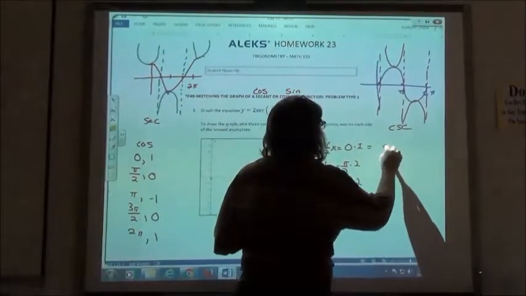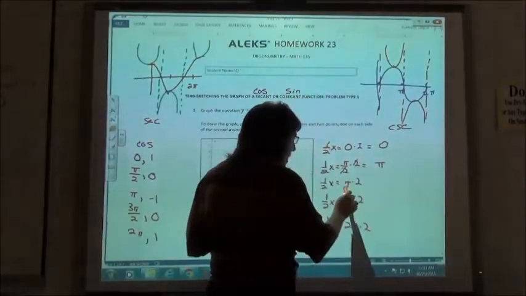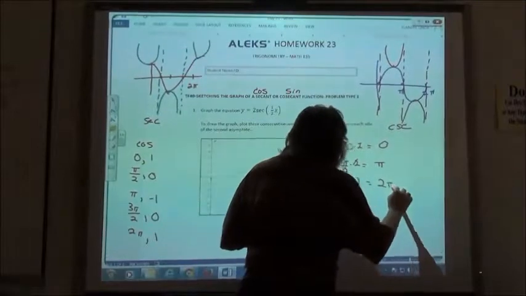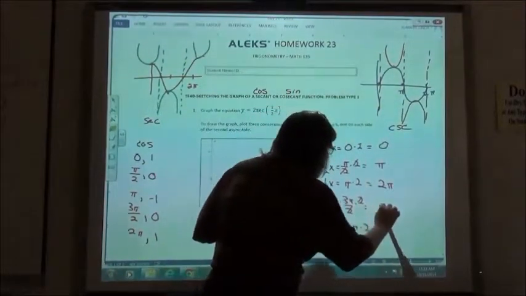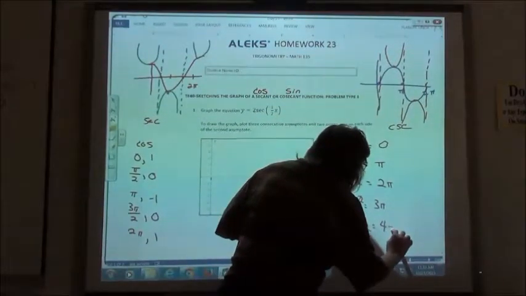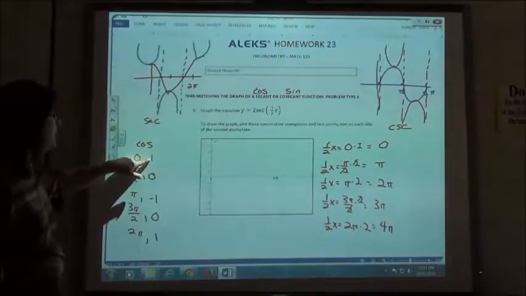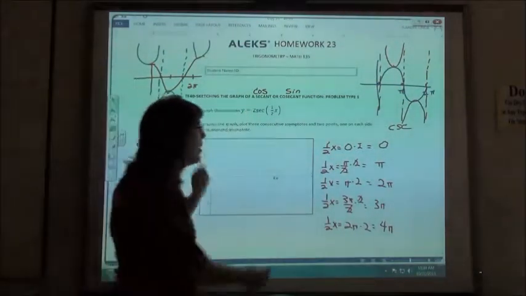So 0 times 2 is 0. Here 2's would cancel out, I get pi. Here I'm going to get 2 pi. Here my 2's cancel out, I get 3 pi. And here 2 pi times 2, I get 4 pi. So if I have a 1, I'm going to take 1 times my amplitude, so I'm going to have 2.